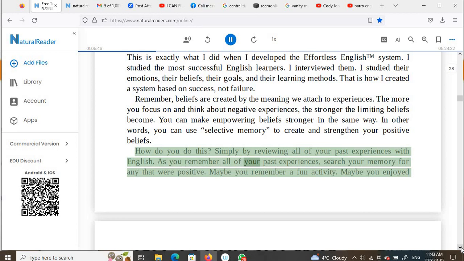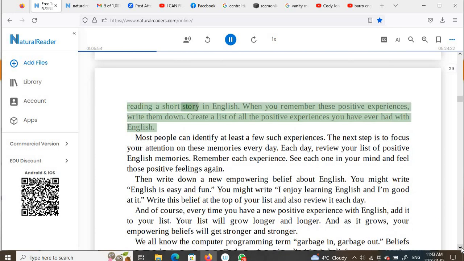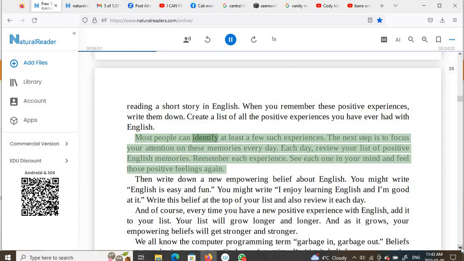As you remember all of your past experiences, search your memory for any that were positive. Maybe you remember a fun activity. Maybe you enjoyed reading a short story in English. When you remember these positive experiences, write them down. Create a list of all the positive experiences you have ever had with English. Most people can identify at least a few such experiences.